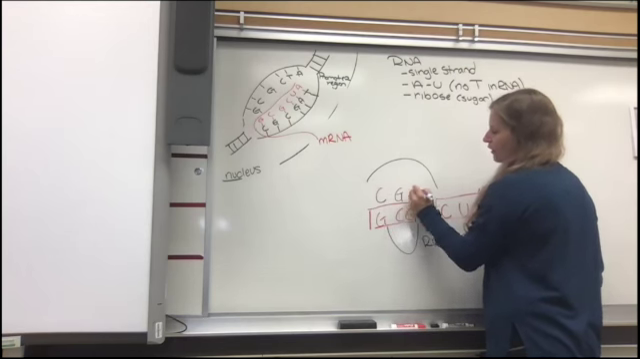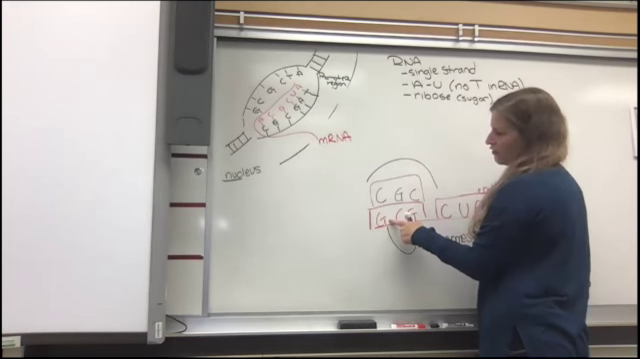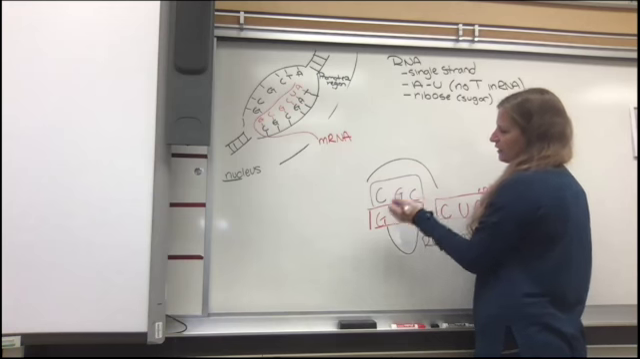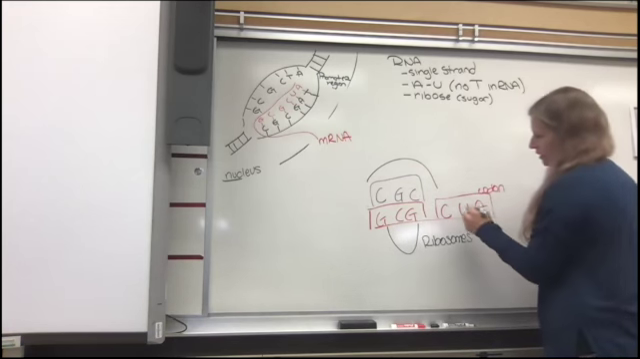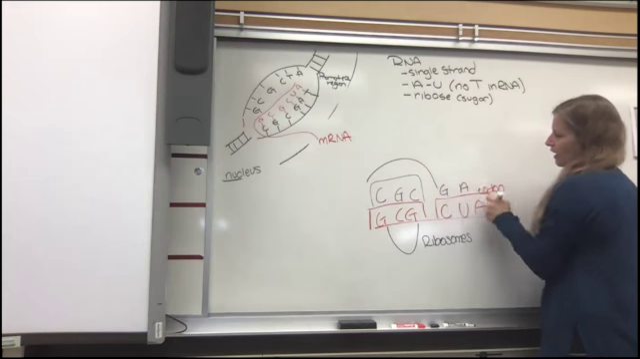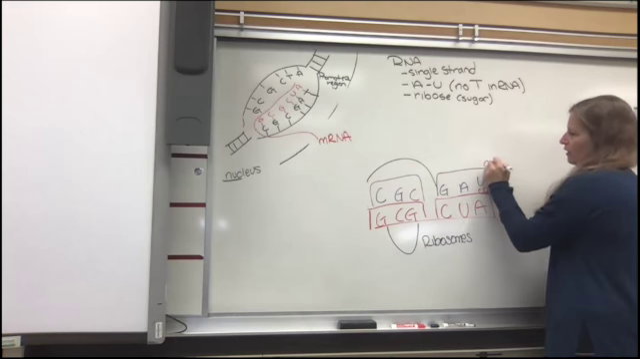The codon is read and matched up with the anticodon. Anti is the opposite, right? So where there's a G, I get a C. Where there's a C, I get a G. Where there's a G, I get a C on the anticodon. C goes to G, U goes to A, A goes to U. Because remember, I'm an RNA, so no T's.